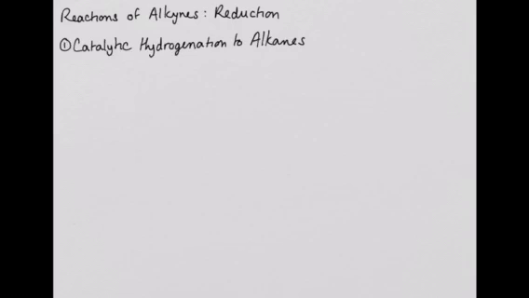The topic of this video will be the reduction of alkynes. The first reaction we will consider is catalytic hydrogenation to alkanes. Alkynes have two pi bonds and therefore can accept two molecules of hydrogen to be reduced down to the alkane. Just like with the reduction of alkenes, we need a transition metal catalyst to catalyze this reaction.